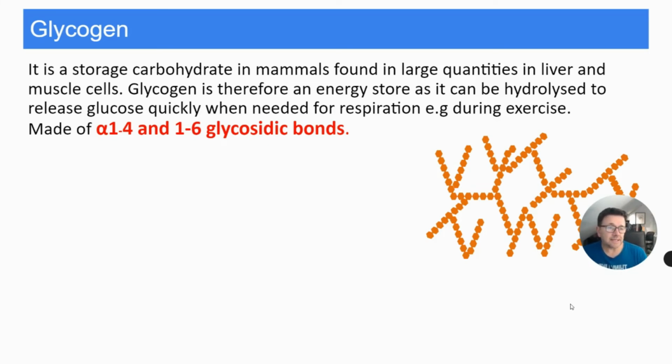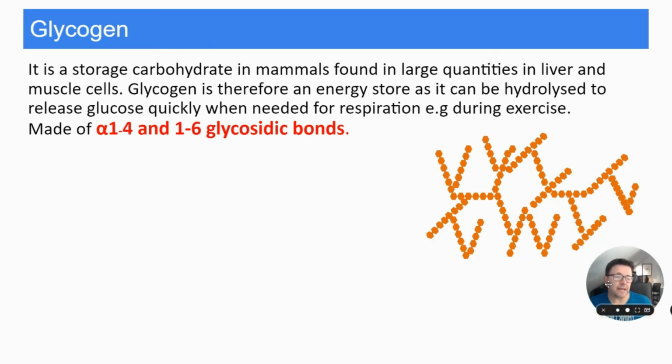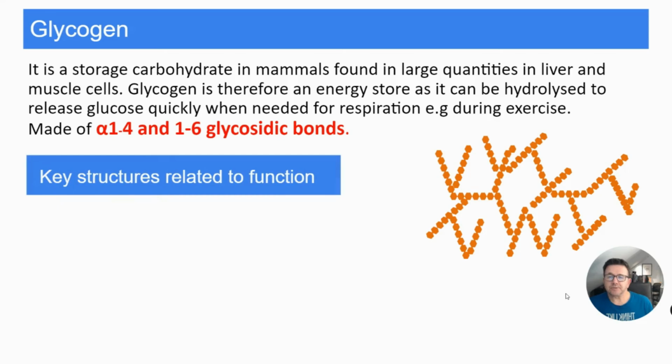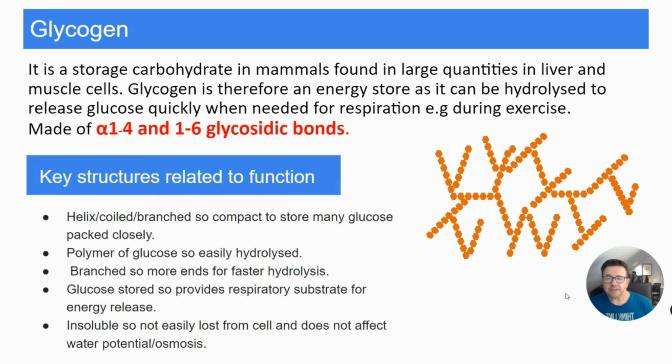Now, as you can see, it's very similar to what we've just been looking at with amylopectin. However, it has far more branching, and that's because it's made of alpha 1 to 4 and 1 to 6 glycosidic bonds. So key structures related to function. So it's obviously branched, so it can also store many glucoses. So it is actually coiled as well as branched.